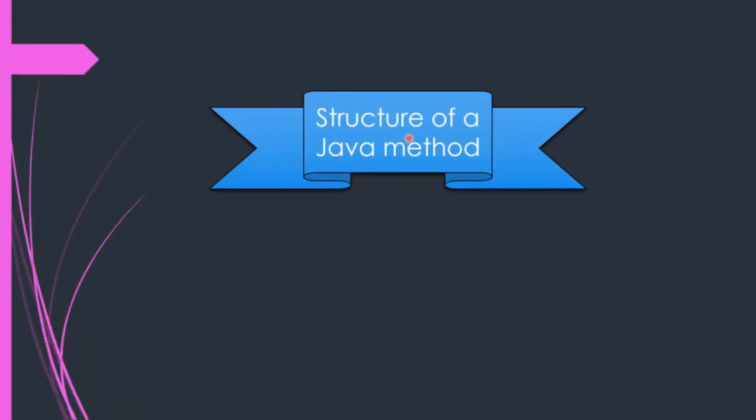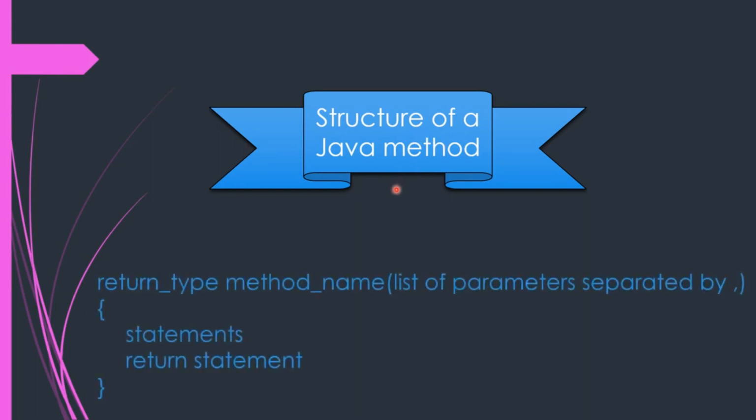First of all, let us see the structure of a Java method, with the help of which we will be able to explain the parts of the method. Here is the structure of the Java method. First of all, we write the return type, then the method name, and then the optional list of parameters, which is separated by commas. You can separate various parameters by using commas. After it is the body of the method, and it is enclosed within curly braces. In the body of the method, there are statements.